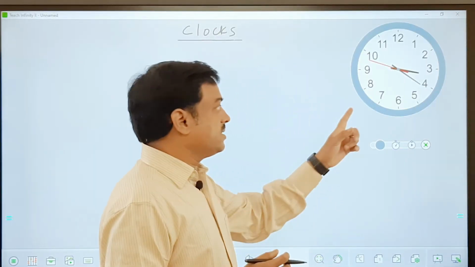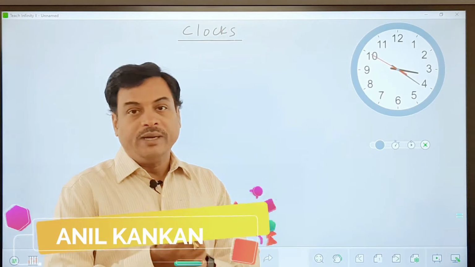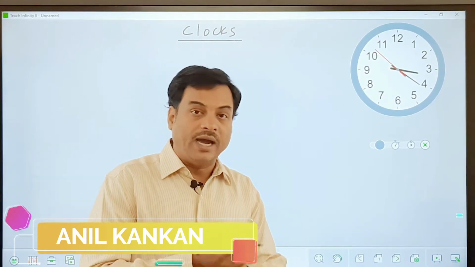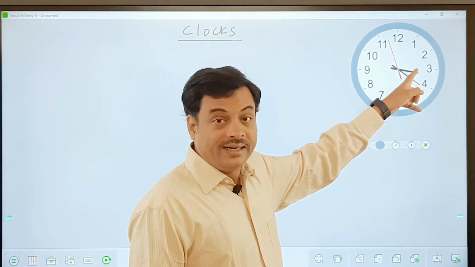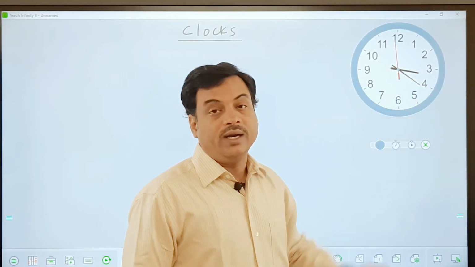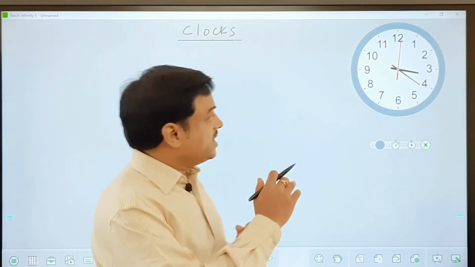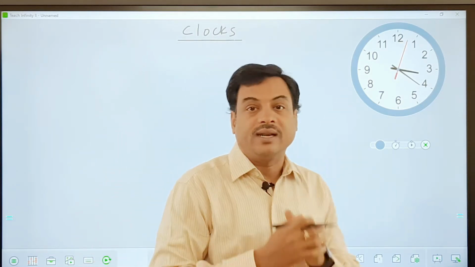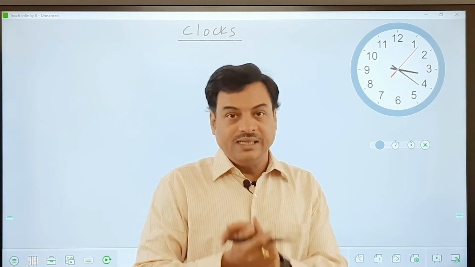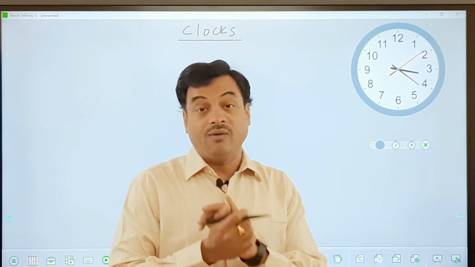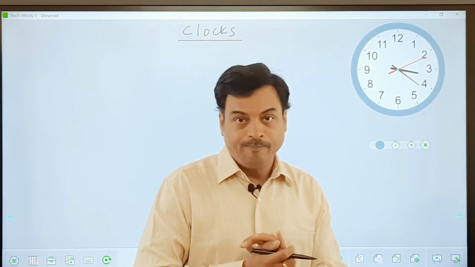You can see this demo clock here. There will be two hands. As we all know, there are two hands in a clock. The shorter in length is called the hours hand. The longer in length, we call it the minutes hand. And there is one more hand which is also moving, the red one, called the seconds hand. So majorly in this topic, we'll be talking about the hours hand and the minutes hand.